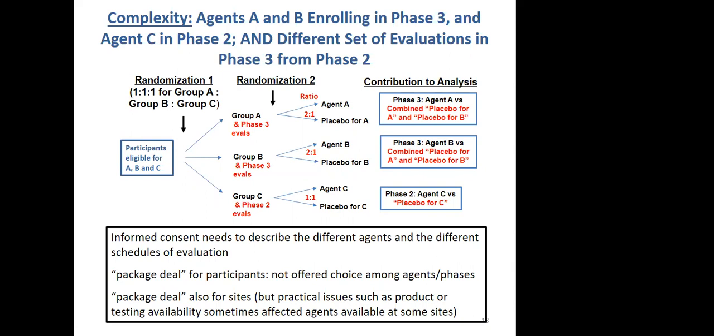It's really sort of an extension of restrictions on eligibility, but it wasn't something that we did in this particular study. And similarly, clinical sites doing the study couldn't pick and choose which agents they wanted to evaluate, with the exception that for one or two products, there were practical issues such as sufficient availability of the regimen to be made available at all of the sites that were participating in the study.